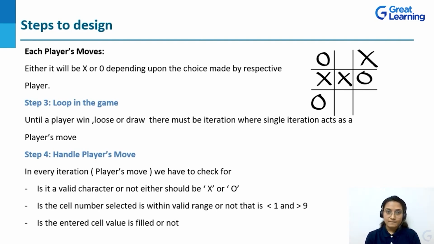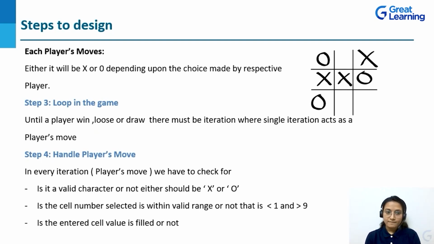In step 3, we should know what is the loop of the game. Every game has its own method of running, its own method of execution. So until the player wins or the game is drawn or the player loses, we have to execute the iterations every time. Every time we have to check every move that the player makes, whether the result of this game is in win or draw or lost mode, right? So we have to loop the game in step 3.